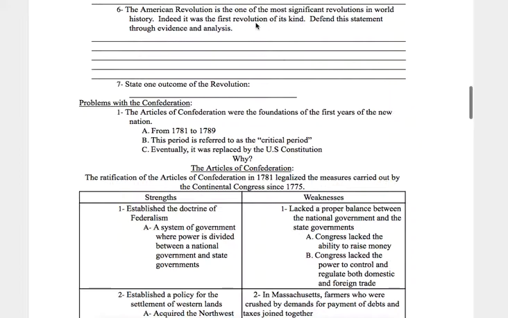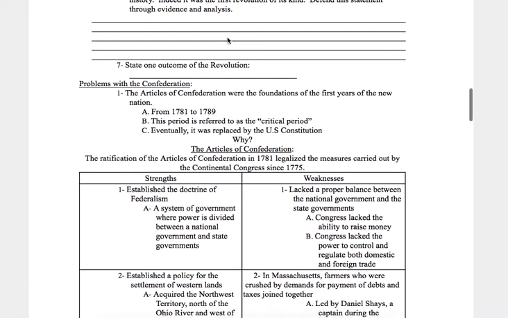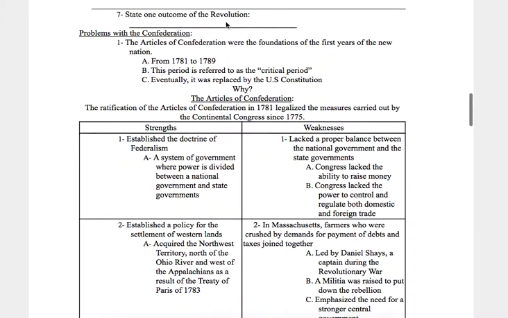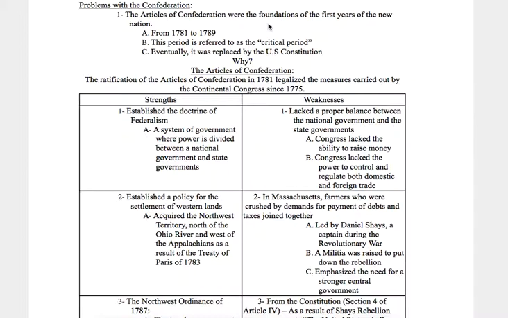6. The American Revolution is one of the most significant revolutions in world history. Indeed, it was the first revolution of its kind. Defend this statement through evidence and analysis. 7. State one outcome of the revolution. What happened as the result of the revolution?